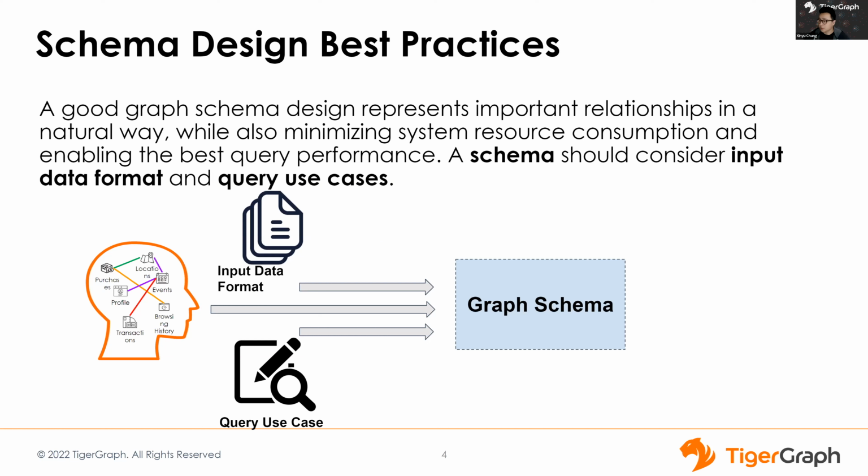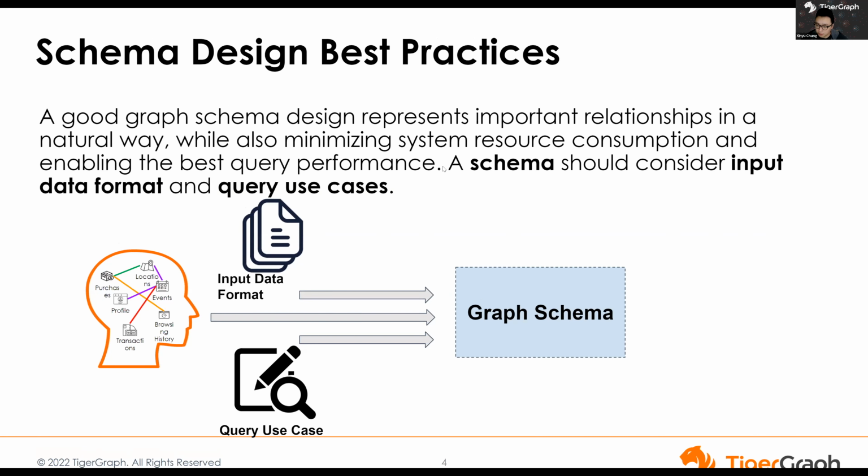So schema design is very important because it is the foundation of your TigerGraph solution, right? Usually it is the first step to build your TigerGraph solution. So from there we define what vertex types we have, what edge types we have, right? And also what are the attributes on the vertex and the edges. So it is very important because a good schema design can make sure you have the best query performance, and also it minimizes your system resource consumption, right?